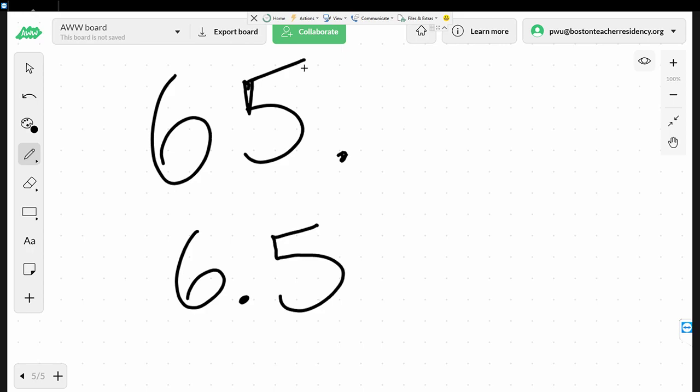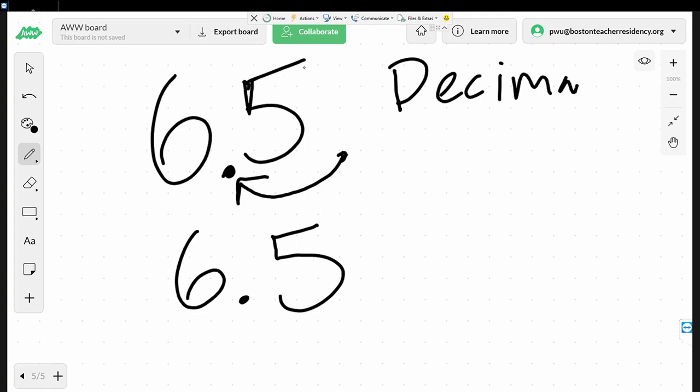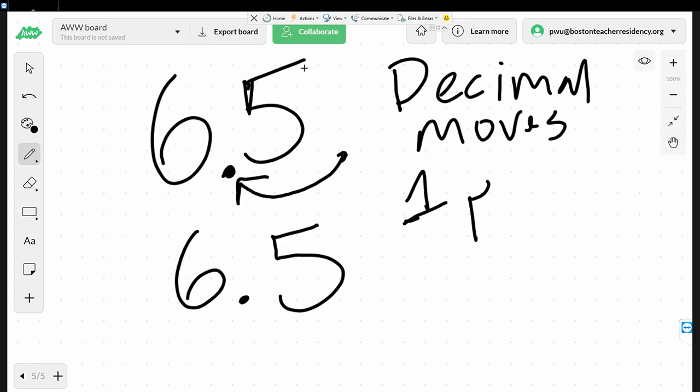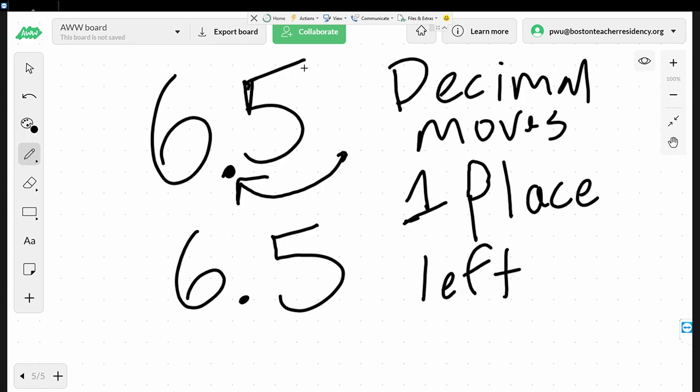So what's the difference? The only difference is our decimal now is in the middle of our number. So when we divide by 10, our decimal place moves one to the left. So the decimal moves one place left when we divide by 10.